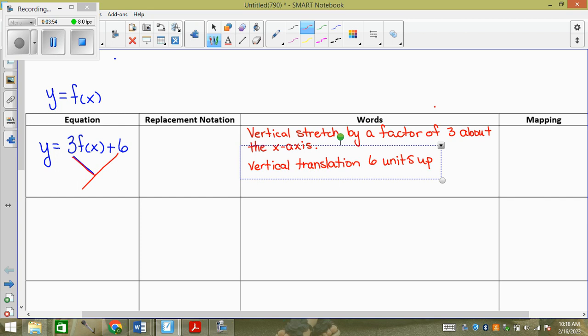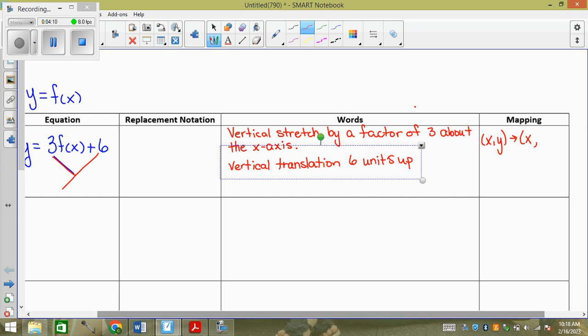Now my mapping is x, y becomes x, comma. I don't touch the x. Why don't I touch the x? There's nothing affecting the x. The x still is an x, correct? So what am I going to do here? 3y plus 6. Exactly. You use exactly what you need for the y's. The stretches and reflections multiply the variable. The translations add or subtract. That's it. That's all. Okay?